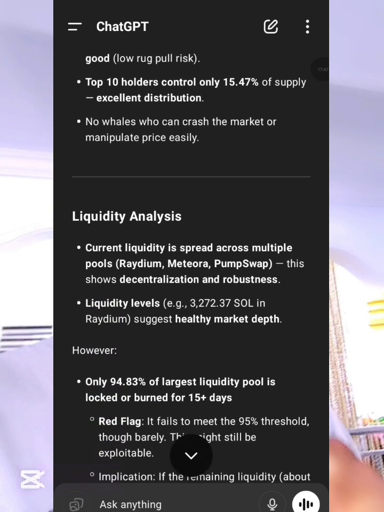Now, let's check the liquidity analysis. Current liquidity is spread across multiple pools. We have Raydium, we have Meteora, we have PumpSwap. This shows the decentralization and robustness of this particular token. Now, the liquidity levels: we have 3,272.37 in Raydium. It is spread across about three or four decentralized exchanges.